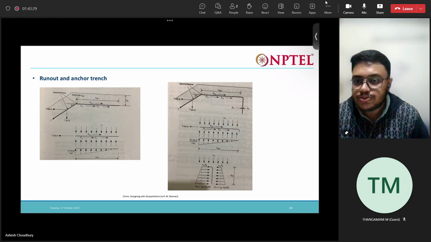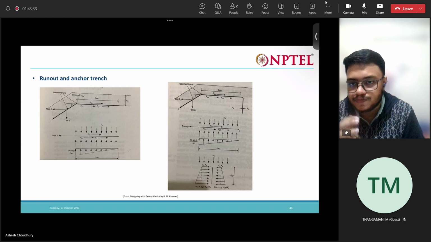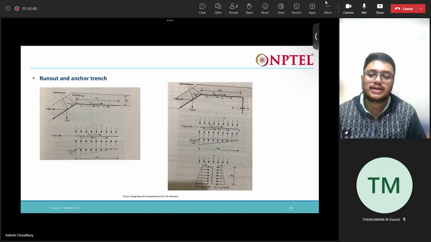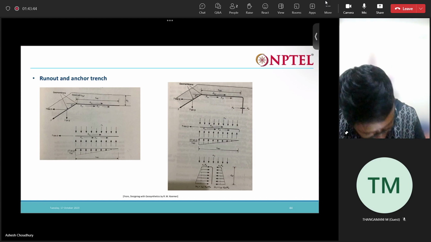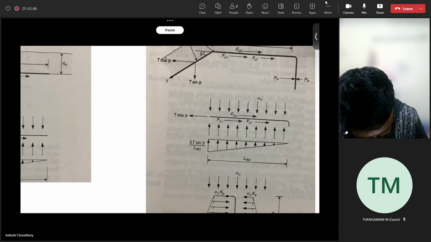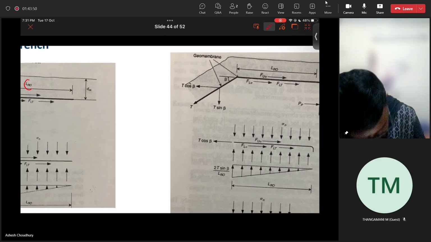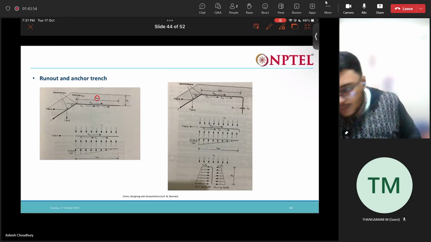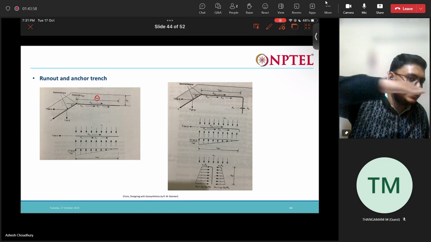Now you need to actually find out this length. This runout length L R naught, which is this. You can see in the figure. This particular length, this is what we need to find out. This is one case, when we can just keep the geomembrane straight.